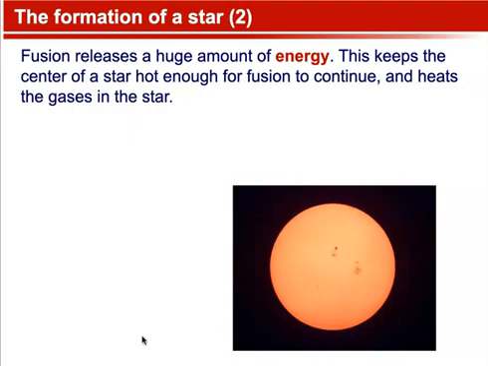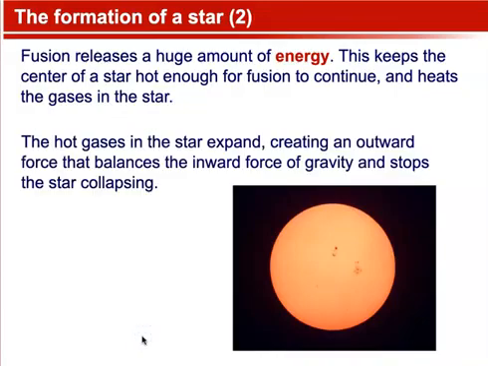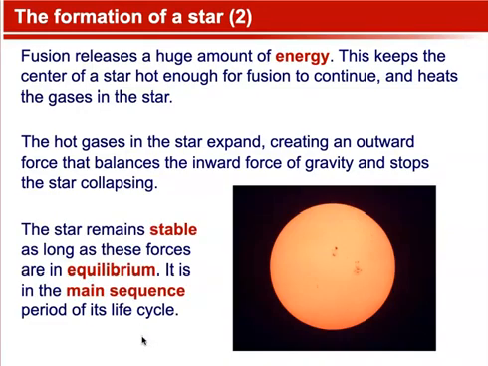Fusion releases a huge amount of energy. This keeps the center of a star hot enough for fusion to continue and heats the gases in the star. The hot gases in the star expand, creating an outward force that balances the inward force of gravity and stops the star collapsing. The star remains stable as long as these forces are in equilibrium. It is in the main sequence period of its life cycle.